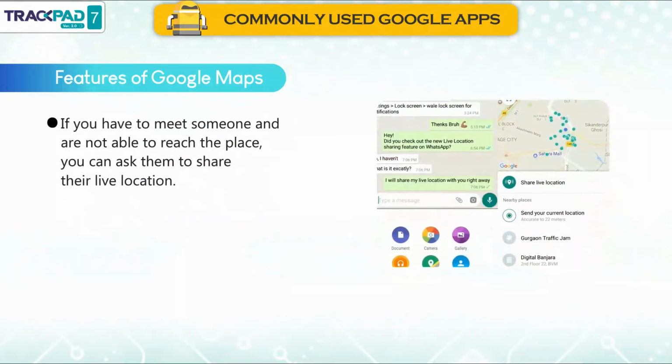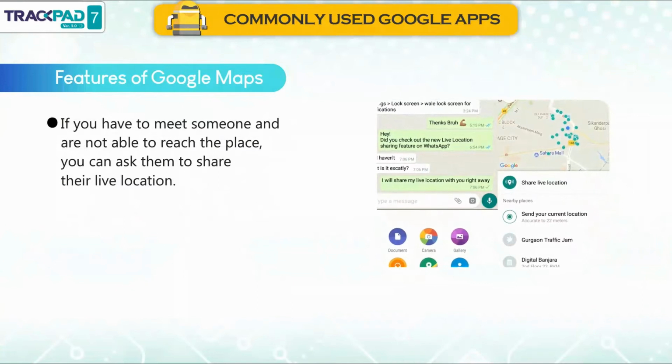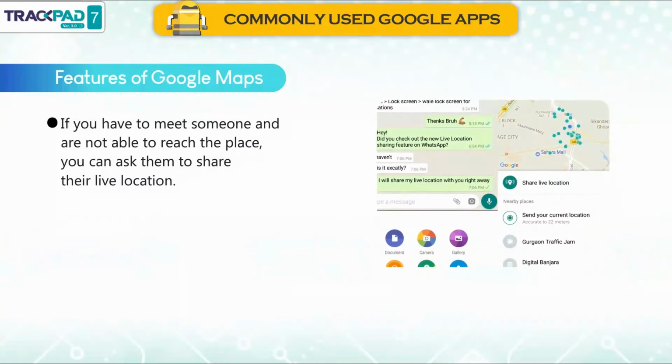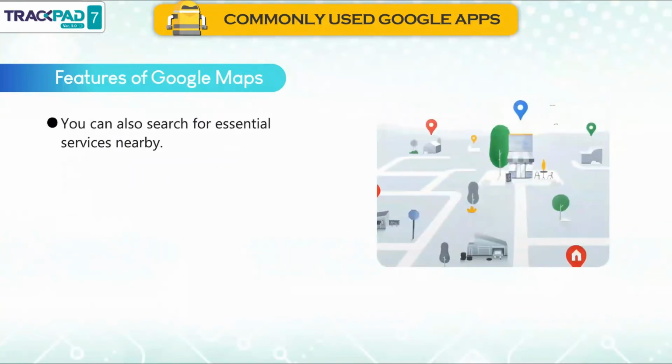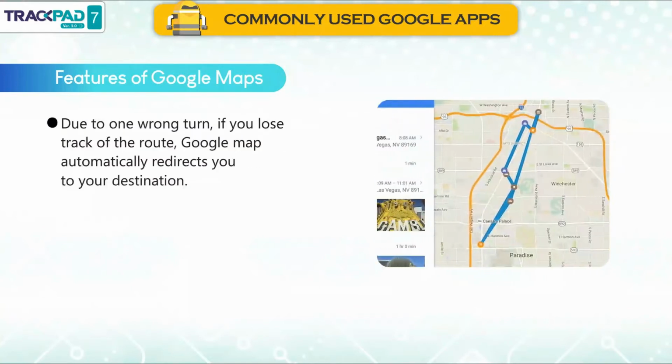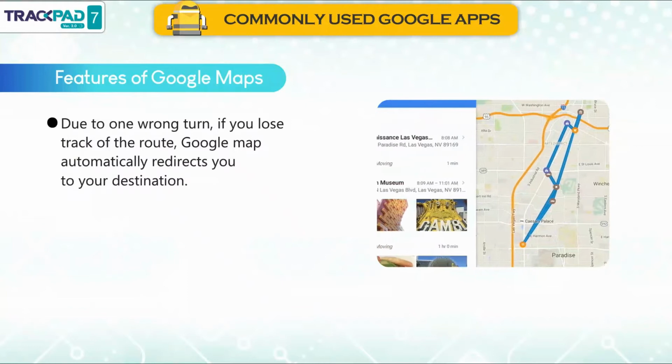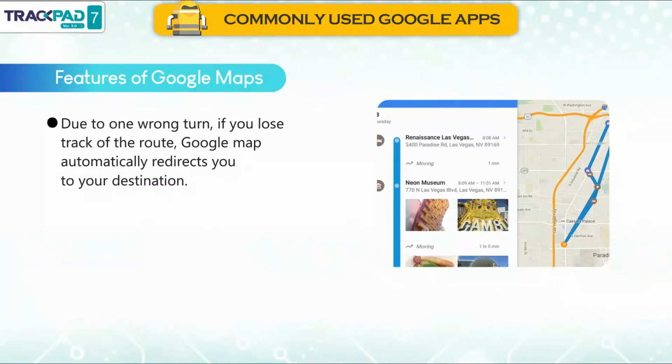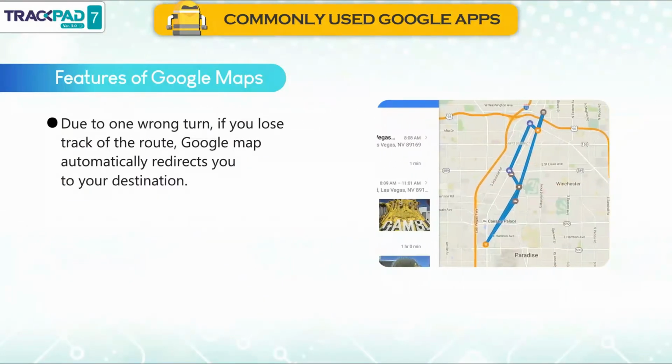If you have to meet someone and are not able to reach the place, you can ask them to share their live location. You can also search for essential services nearby. Due to one wrong turn, if you lose track of the route, Google Maps automatically redirects you to your destination.